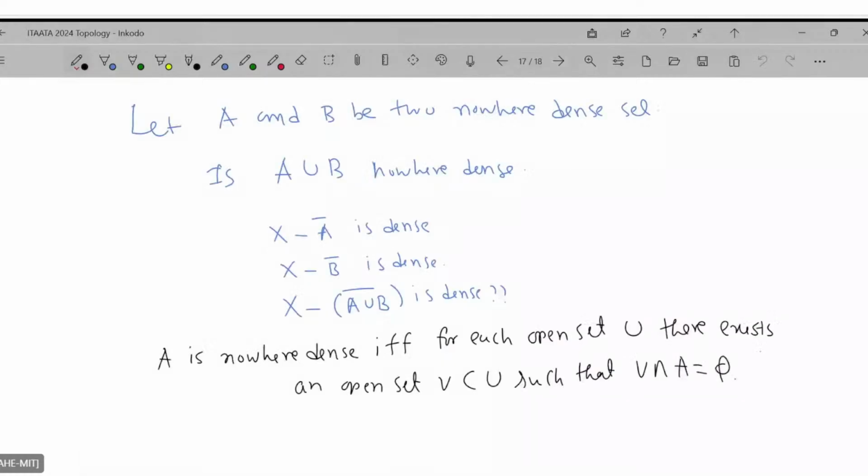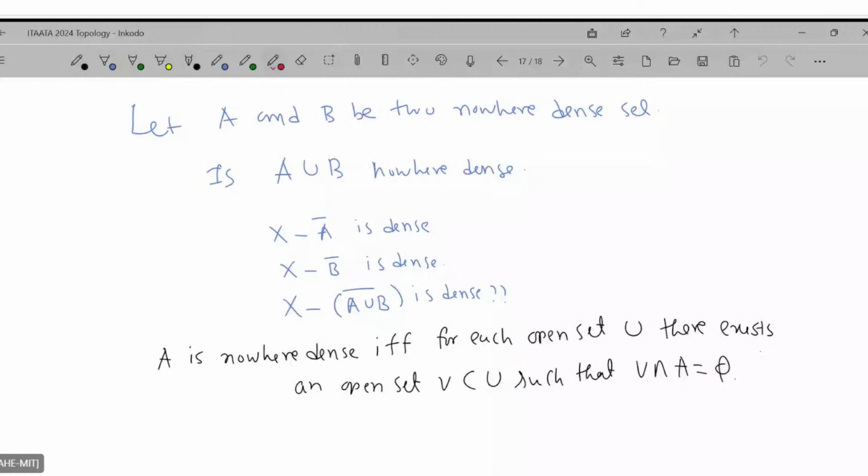So this is another condition you can prove. A is nowhere dense if and only if for each open set U there exists an open set V, a subset of U, such that V intersection A is empty. Okay, that you have to prove. One part I am telling you how to get; the other part you just prove.